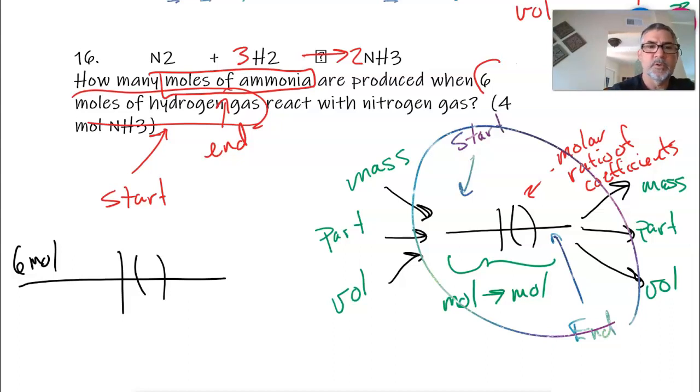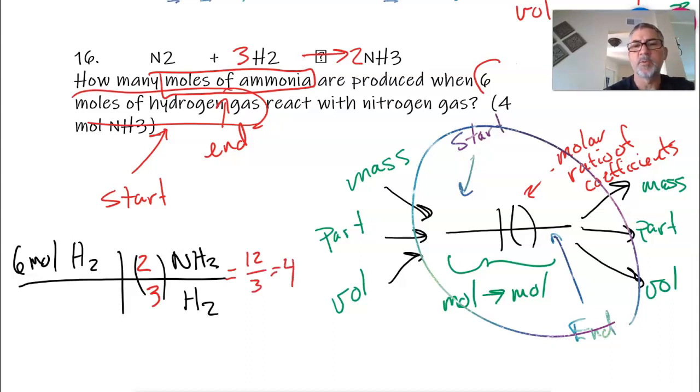I have 6 moles H2. Remember, over here is what I want: I want ammonia. I want to get rid of my H2. Now I'm going to put my coefficients. My H2 was 3, and my ammonia was 2. So I get 12 over 3, which is equal to 4, which matches my answer.